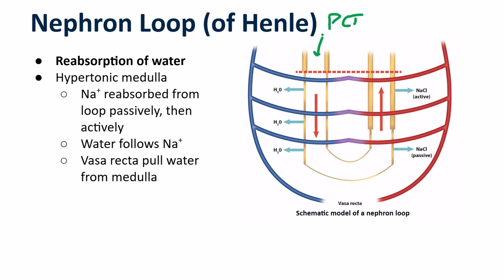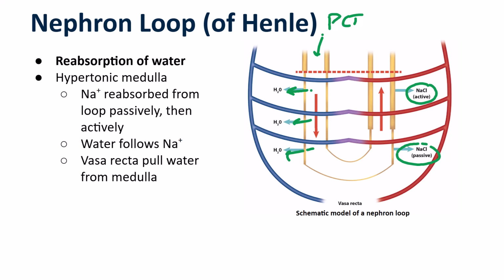And how this occurs is that because this is a hypertonic environment, water is going to flow out. But first, sodium is reabsorbed passively, and then sodium is reabsorbed actively. So we have active sodium transporters there. And the end result of this is the hypertonic medulla.